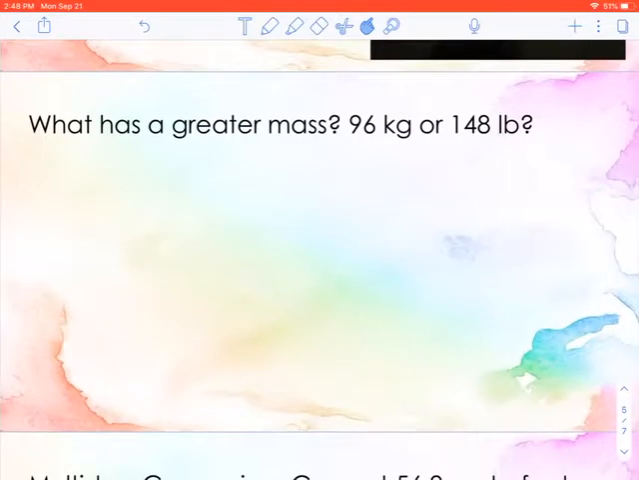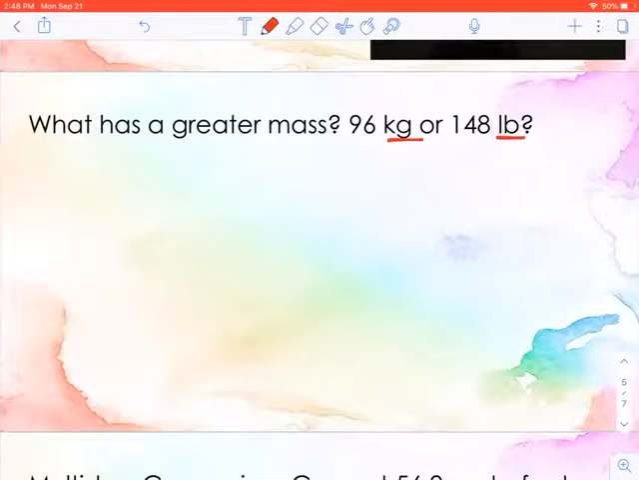So first, this question, for example: what has a greater mass, 96 kilograms or 148 pounds? Of course, you could ask Siri or type it into Google, but I want you guys to know how to do this algebraically or mathematically on your own as well. So we have kilograms and we have pounds. In this case, we don't need to convert both of them. You just need to convert one so that they're in the same unit.